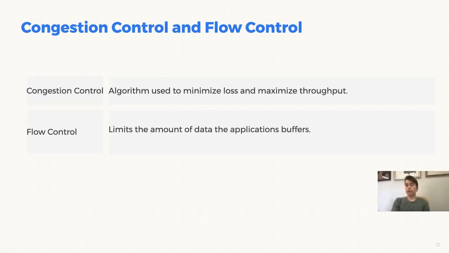Flow control is different. Flow control is essentially a way to limit the amount of data that an application buffers. So if I'm receiving data, I might want to say, oh, I only want to receive 100 kilobytes or 2 megabytes of data. And once you hit that, don't send me any more data until I tell you it's okay. So this is essentially a way to limit the amount of data that a receiving application has to buffer.